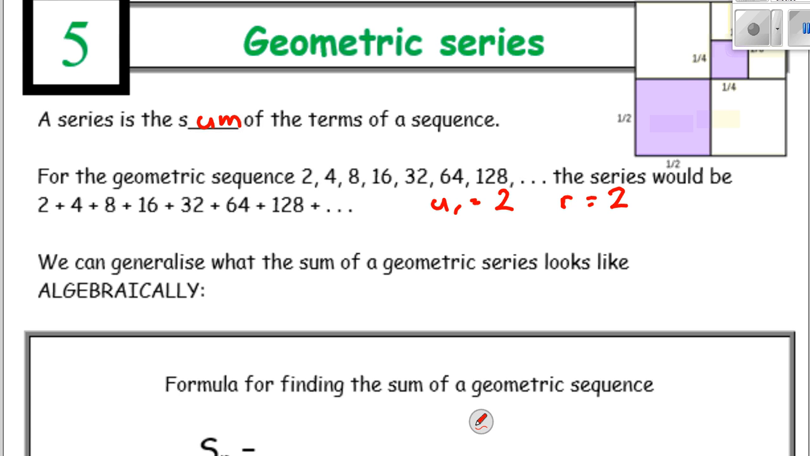So U of 1, that looks like an R, sorry. That's U of 1. U of 1 is 2, R is 2. Just reminding us about geometric sequences. You're multiplying each time to get the next term.